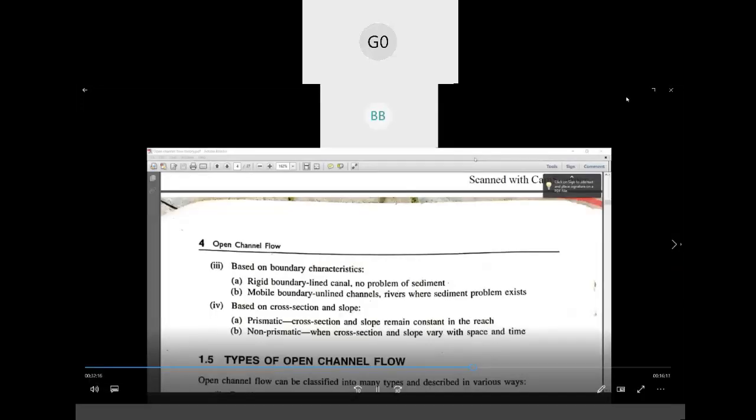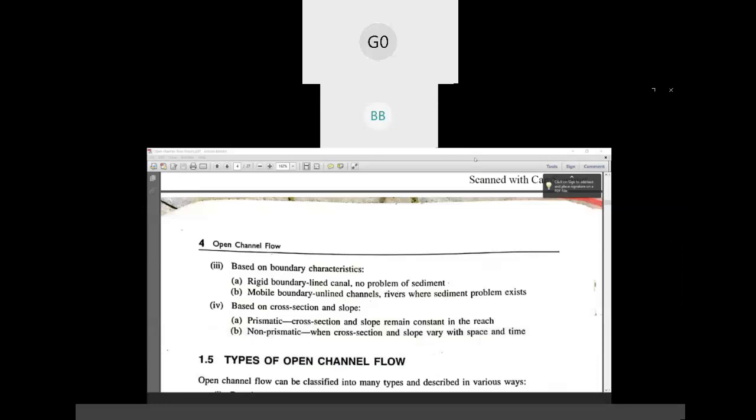So mobile boundary is for natural channels where we have erosion and all. So this mobile boundary is for natural channels, or you can say it is also for rivers. So this thing based on boundary characteristics we are going to discuss in the next chapter in details. What is rigid boundary? What is mobile boundary? What is lined canal? What is unlined canal? And then we are going to design for lined canal and for unlined canal in the next chapter.